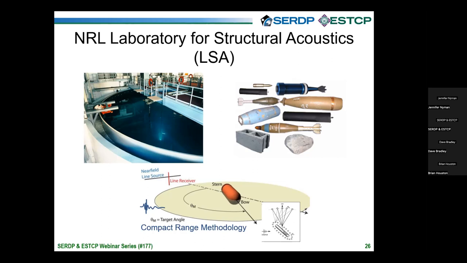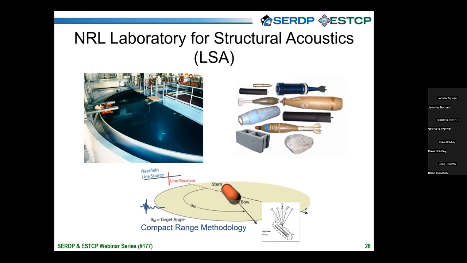I can support a UXO in the mid-depth of the tank. I can align it precisely. It can rotate, and I can measure the scattered response as a function of aspect using shaded line arrays, planar arrays, and such for sources, and vertical line arrays typically used for receiving the scattered data.